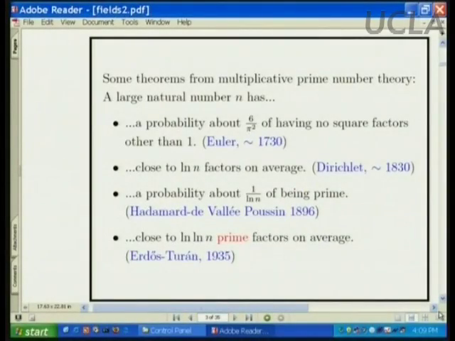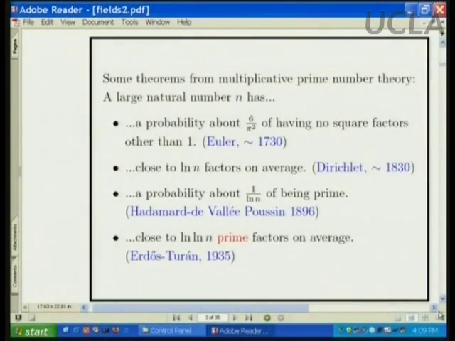For example, if you look at a number and ask how likely it is to be square-free, that means it's not divisible by any square, 4, 9, 16, other than 1, of course. To be square-free happens basically exactly 6 over pi squared of the time. It's an interesting fact, and that's due to Euler. It's a fun thing to teach in an undergraduate class. Another fact, 100 years later, Dirichlet computed how many factors a big number has, and on average, it is the natural log of n.